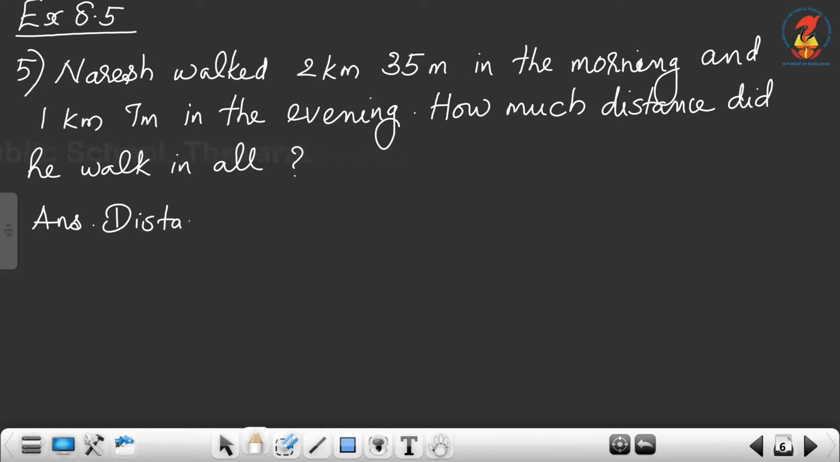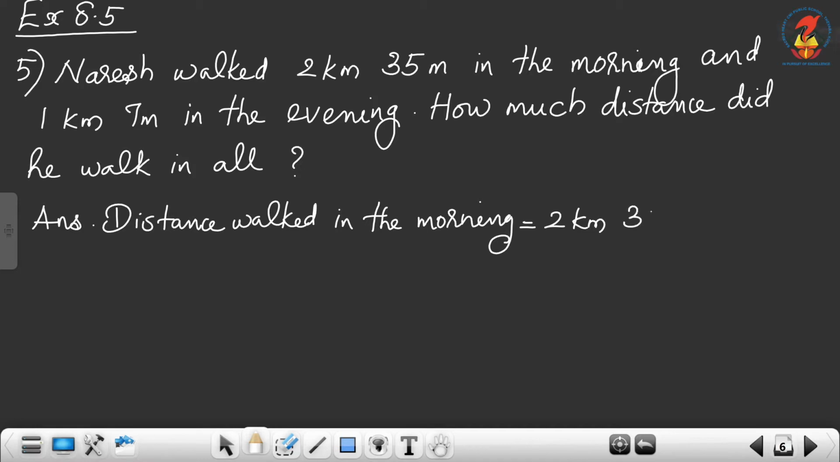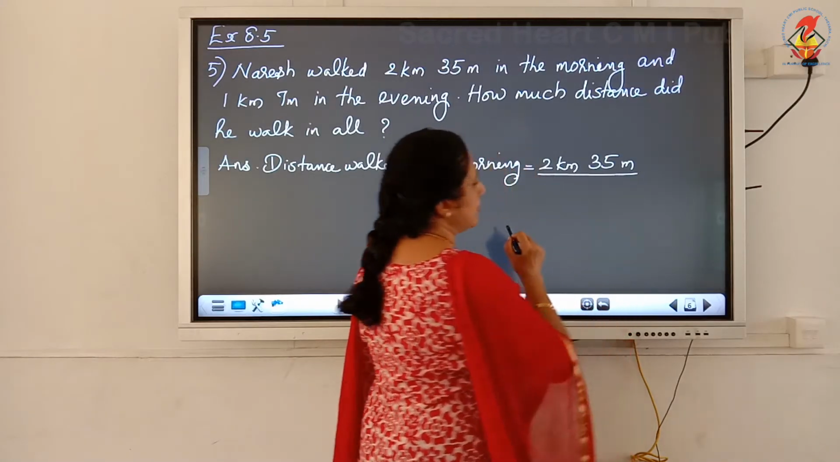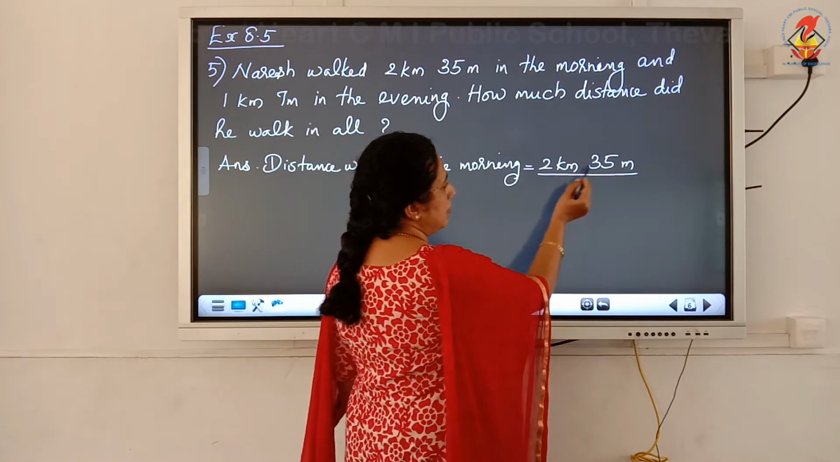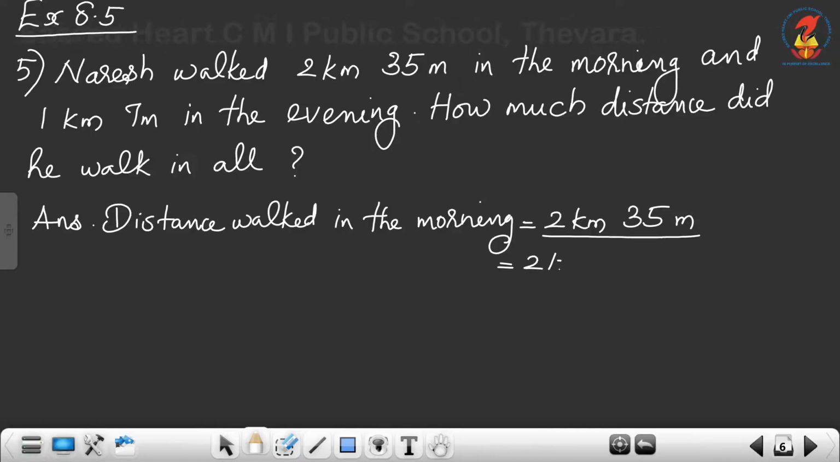Distance walked in the morning. So the distance walked in the morning is 2 km 35 meter. Now we have to express this 2 km 35 meter in terms of decimal. So 2 km 35 meter means 2 km plus 35 meter. That is the meaning.